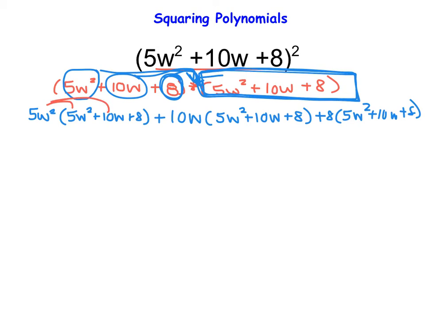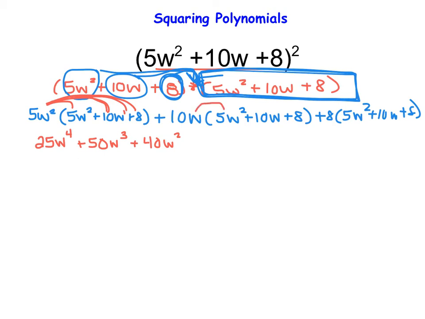So now that I've written my big distribution down, I'm actually going to perform the distribution. I'm going to start with this first set of parentheses. 5 times 5 is 25. W squared times w squared is w to the fourth. Then I have 5 times 10, which is 50, and w squared times w to the first is w to the third. Then I have 5 times 8, which is 40, and then add on the w squared.